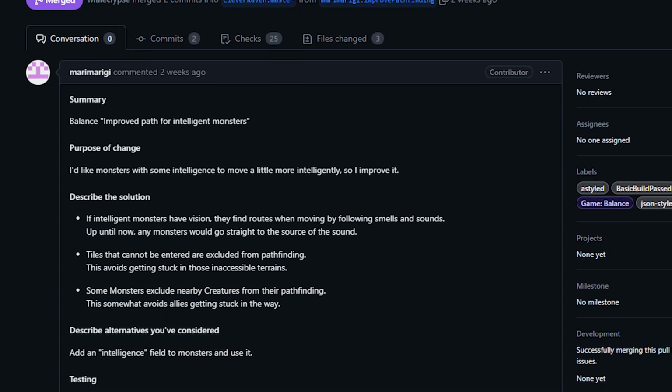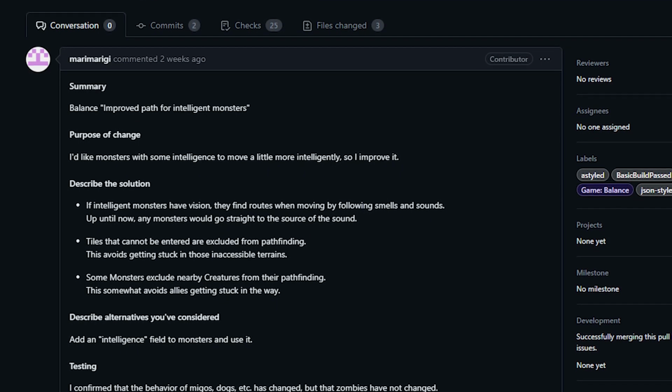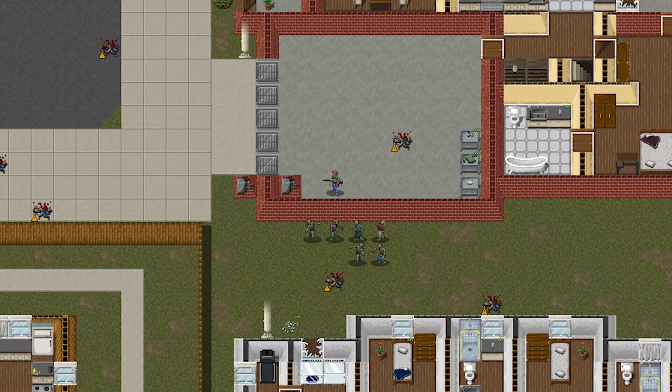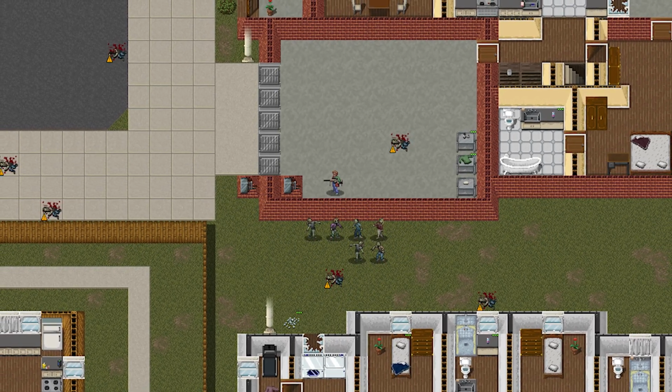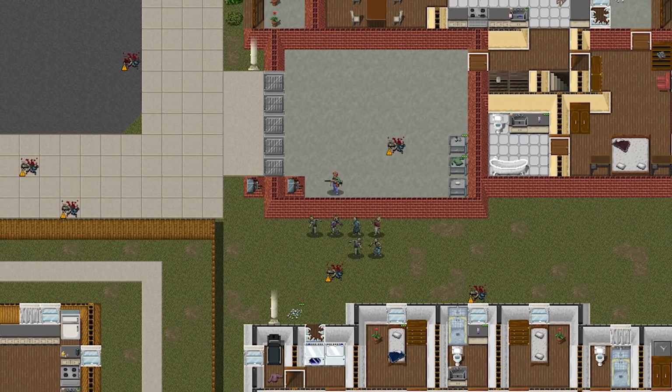So what exactly does this mean? Well, you've probably seen this old behavior at some time or another. A group of enemies hear you, but there's a wall between you and them. And so the enemies just stack up on the other side of the wall, standing around or trying to walk through the wall to you, but they can't actually get to you.